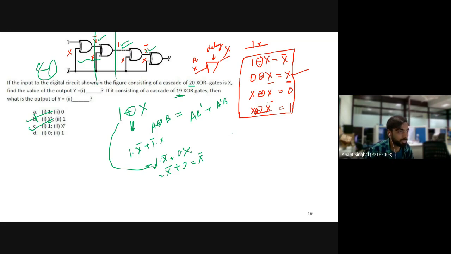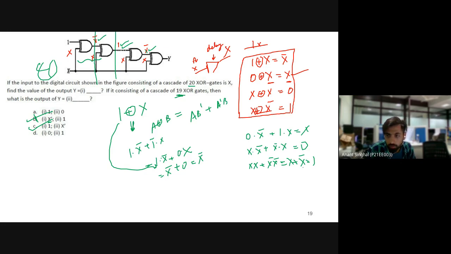Did you get the first? Yeah, Ashwini was asking. Now the second will be similar: 0 into x bar plus 1 into x. It will give x. Then the third will be x into x bar plus x bar into x. This will be 0. And then the fourth will be x plus x bar, and this will be 1. So are these conditions clear now, Ashwini?